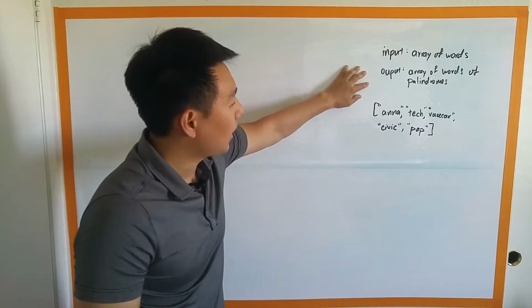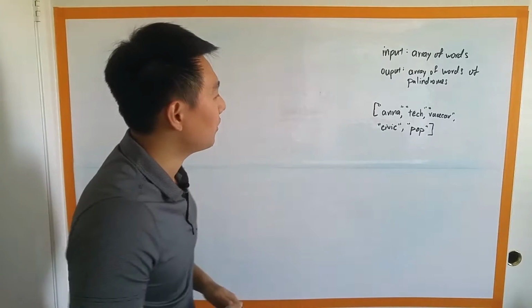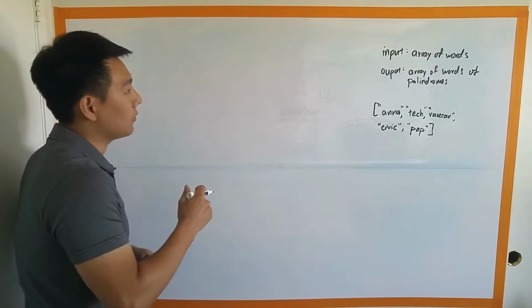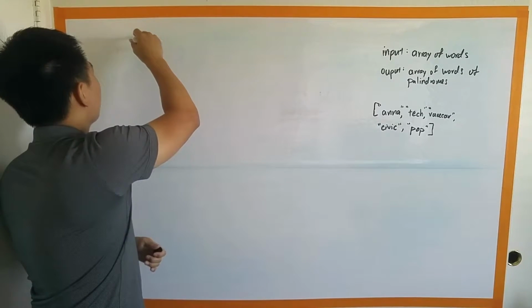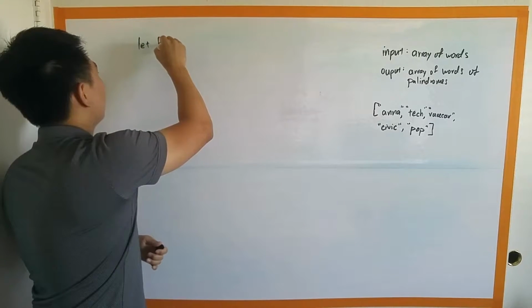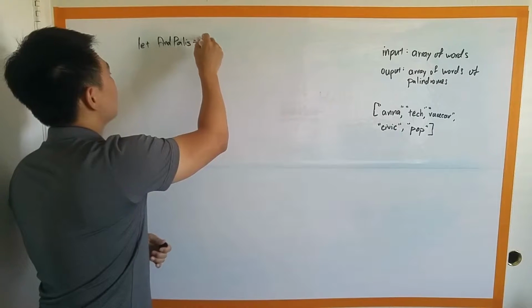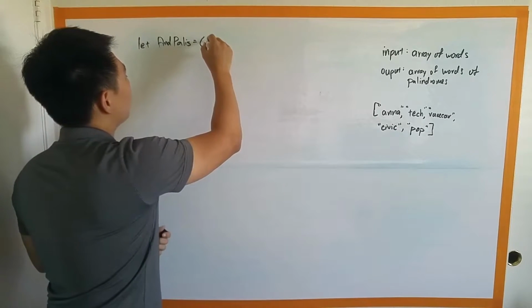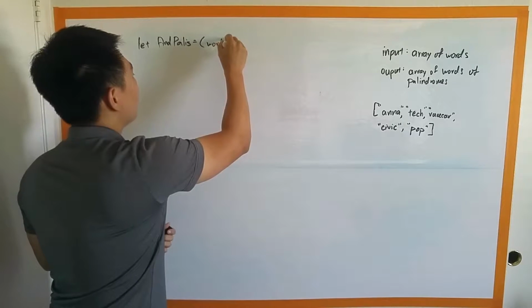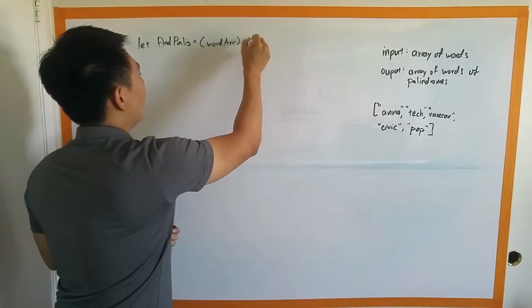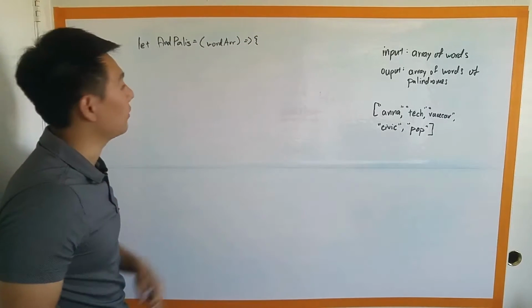And so let's call this function find palindromes. Let's just call it pallies. And we're going to get an array of words, so we'll call that word array. And this is JavaScript, by the way.